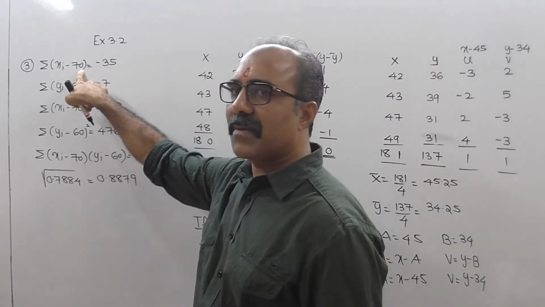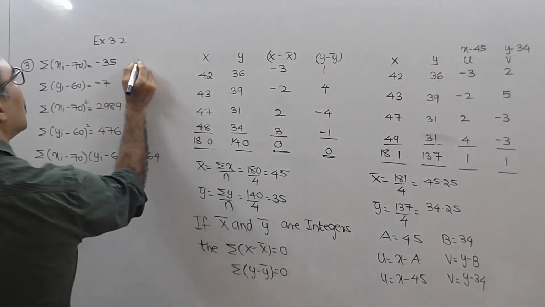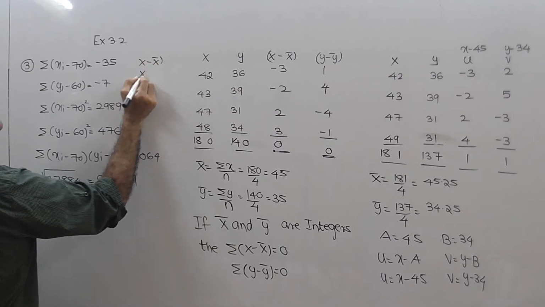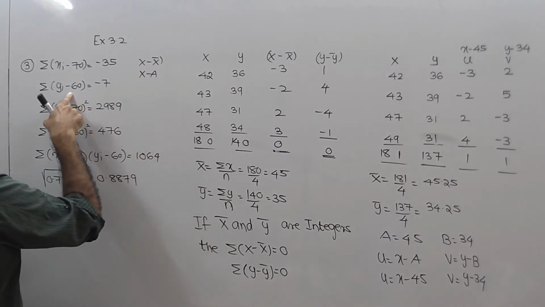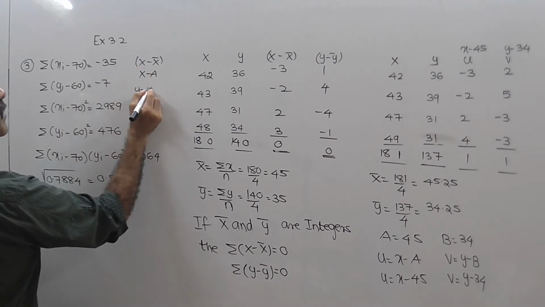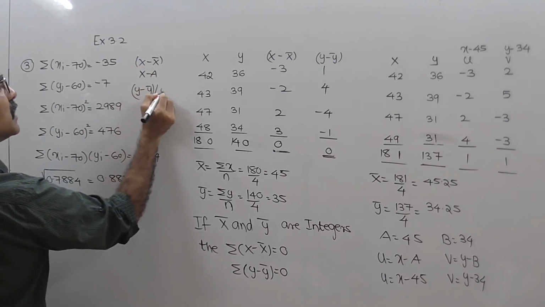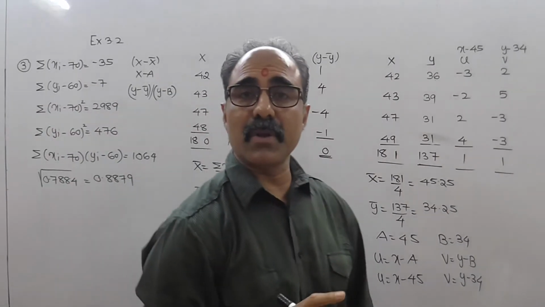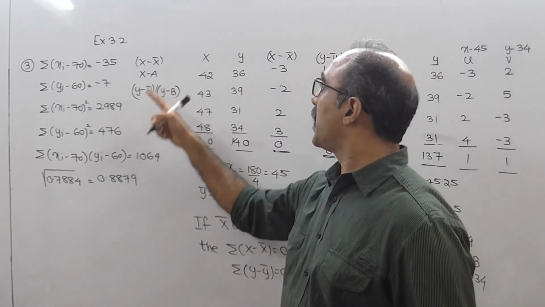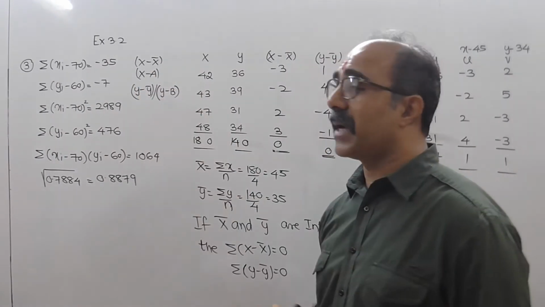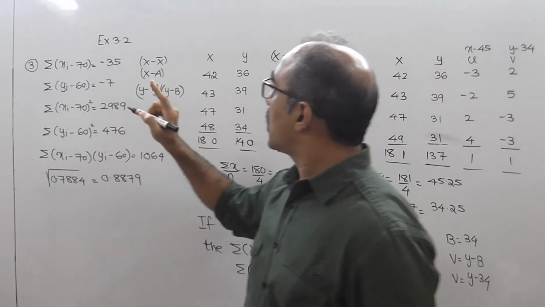this is xi minus 70. So you can assume that this is x minus x bar. You can also assume that this is x minus a. And yi minus 60, you can assume it as y minus y bar, or you can also assume it to be y minus b. Now you have to take a choice whether you take it as x minus x bar and y minus y bar, or as x minus a and y minus b.